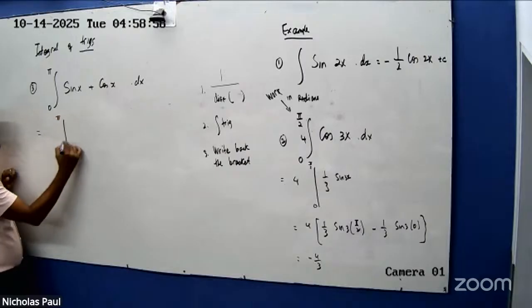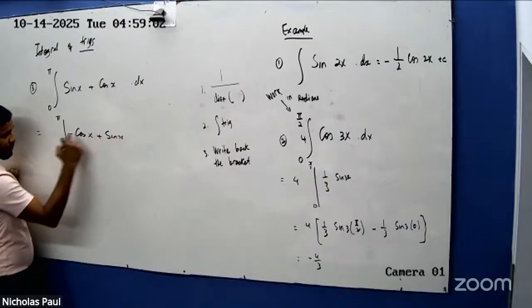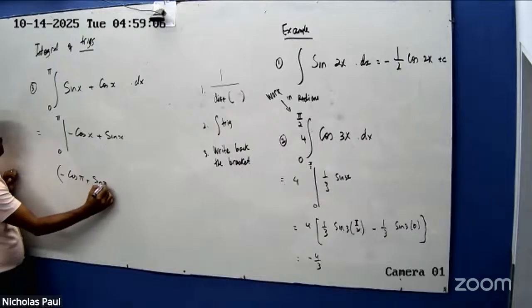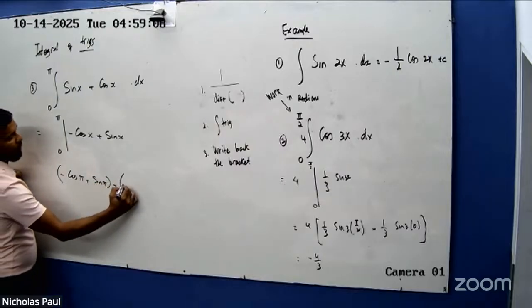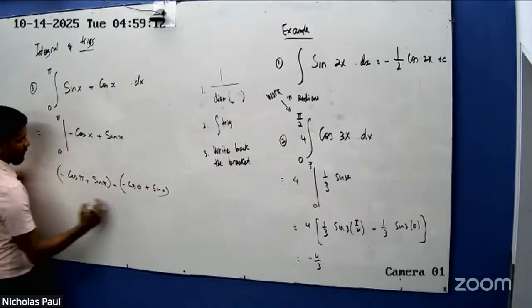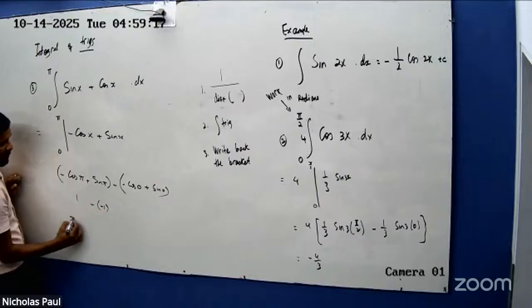Pi and 0, minus cos x plus sin x. Plug in pi. And then plug in 0. This value is 1. That's 2.